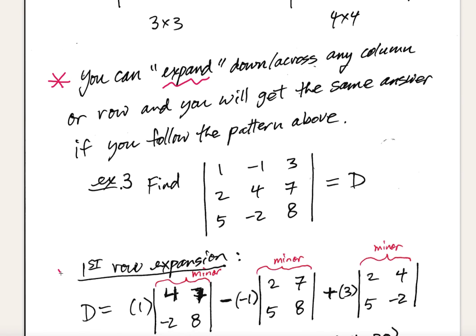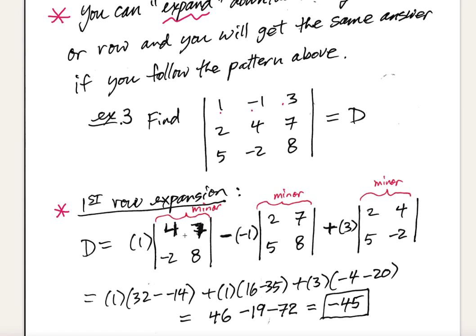I'm going to quote unquote expand across the first row. Okay, now look at the first row. What is the first row? The elements are 1, -1, and 3, reading across left to right in the first row. Okay, now the first thing I'm going to do is the following.